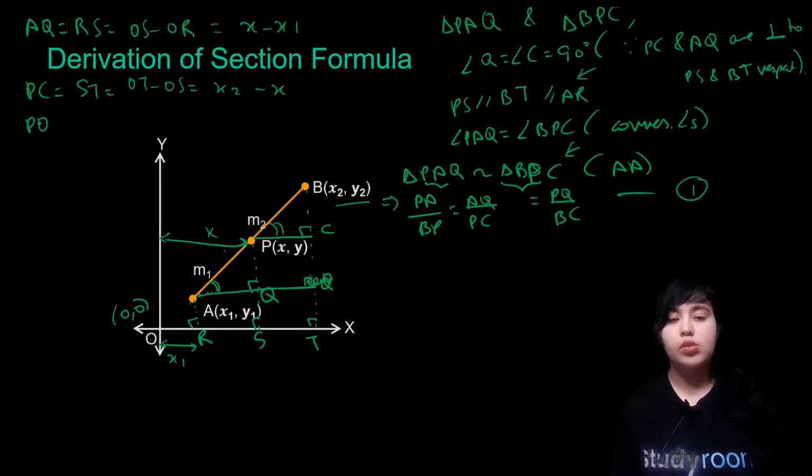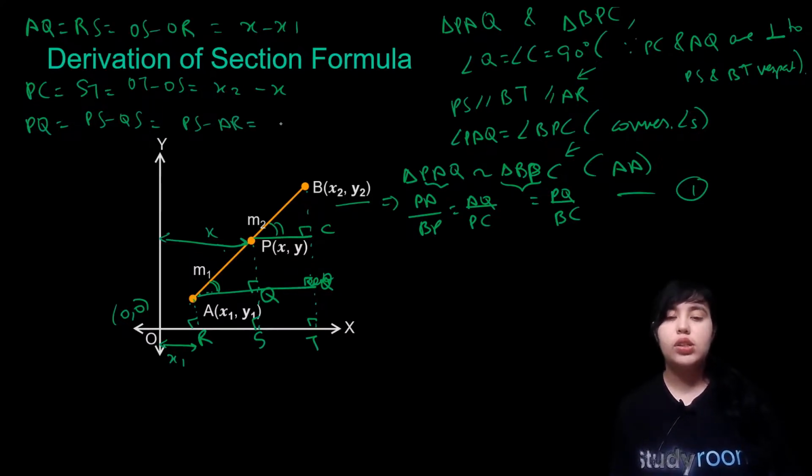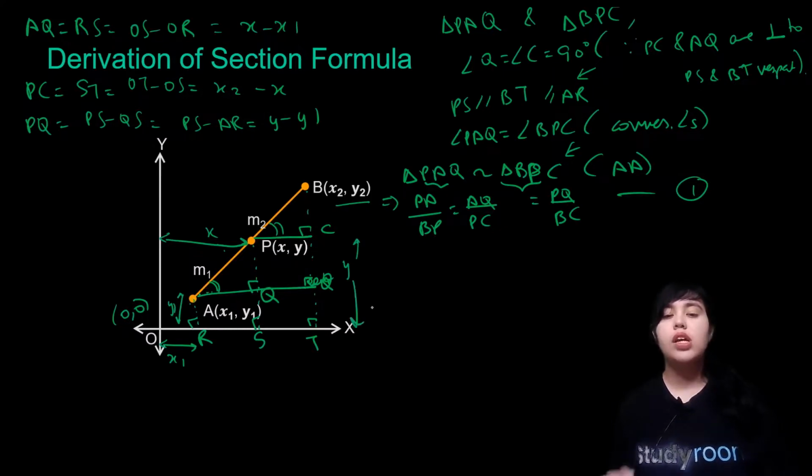Then you find out PQ. PQ is going to be what? This entire thing PS minus QS. And further, this QS is same as AR, because this is also a rectangle AQSR. So PS minus AR. Now we know what is PS and what is AR. So this is going to be Y minus Y1. Okay, this distance over here is Y1, and this entire thing PS is Y. We're just making use of the fact how we are writing X and Y coordinates graphically.